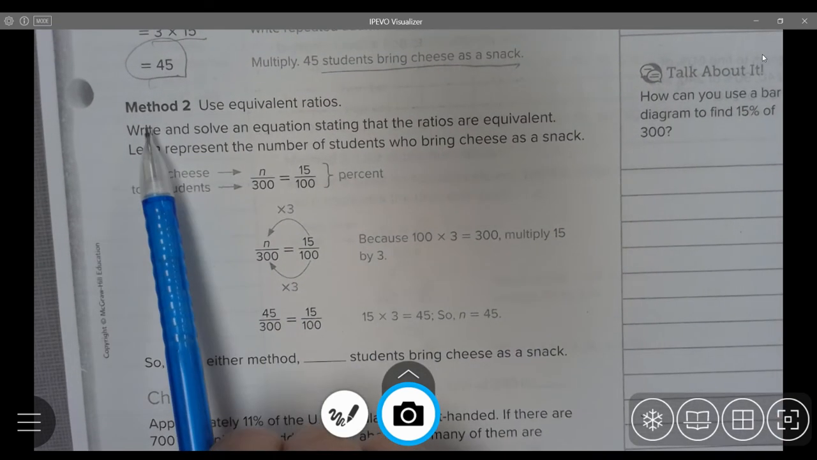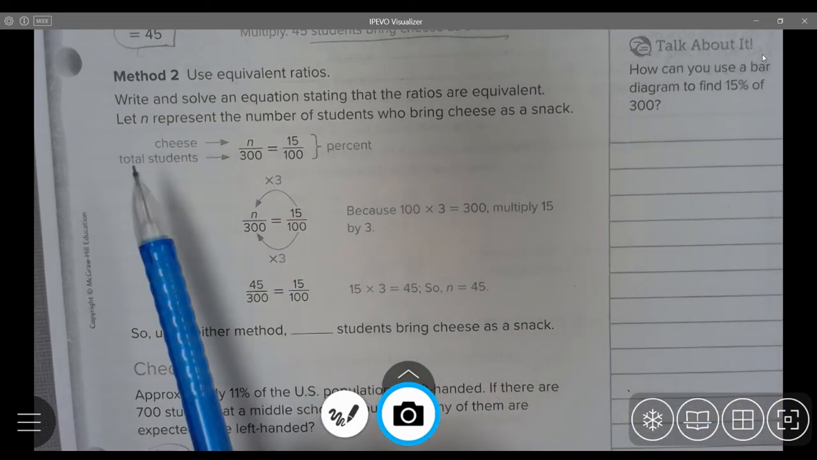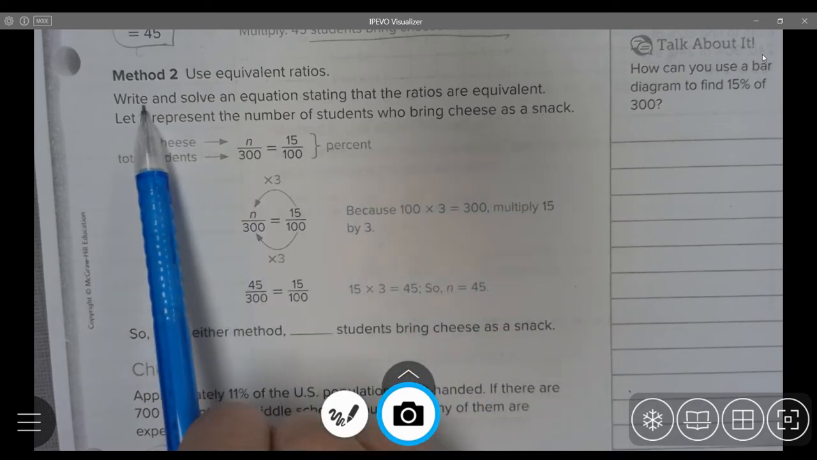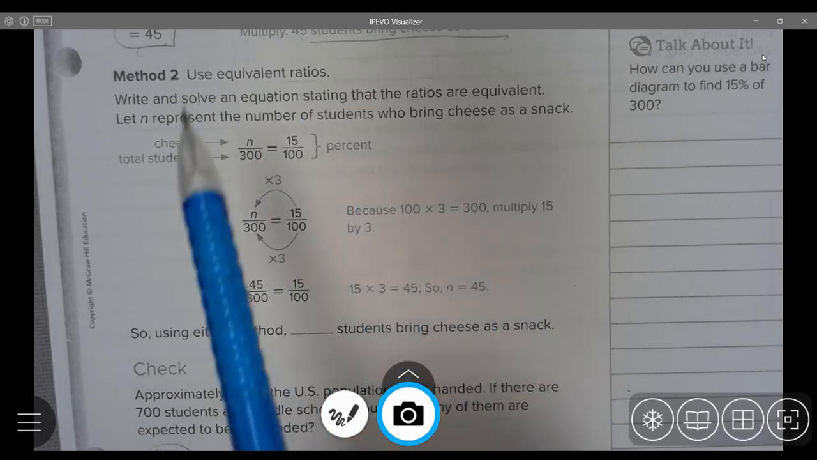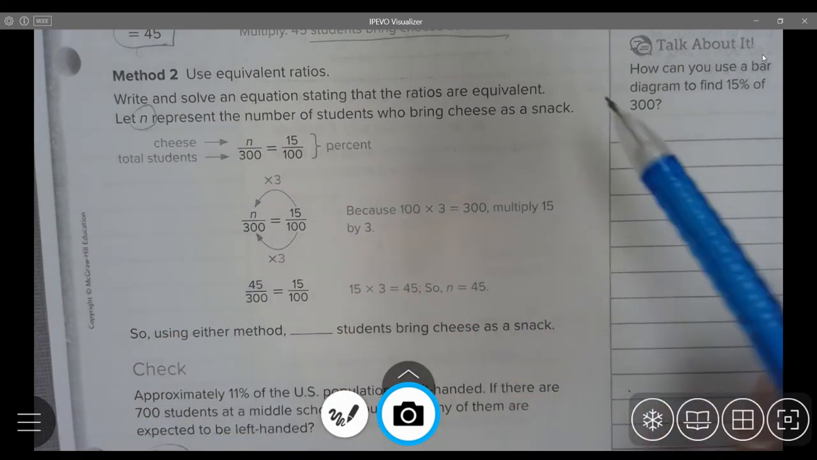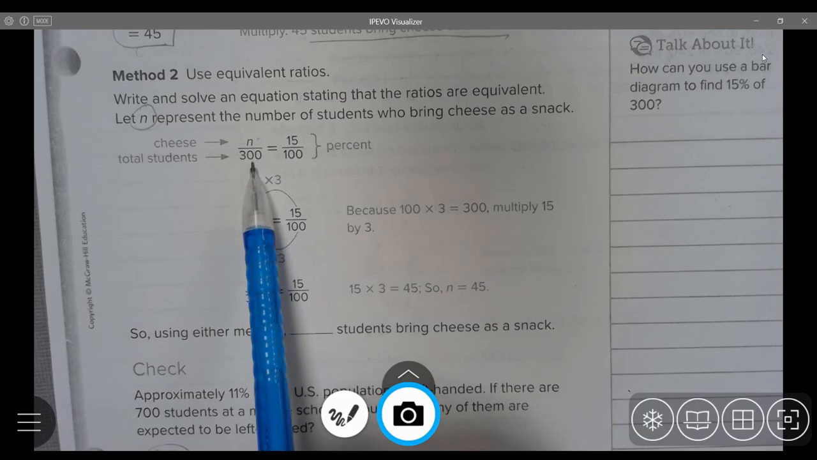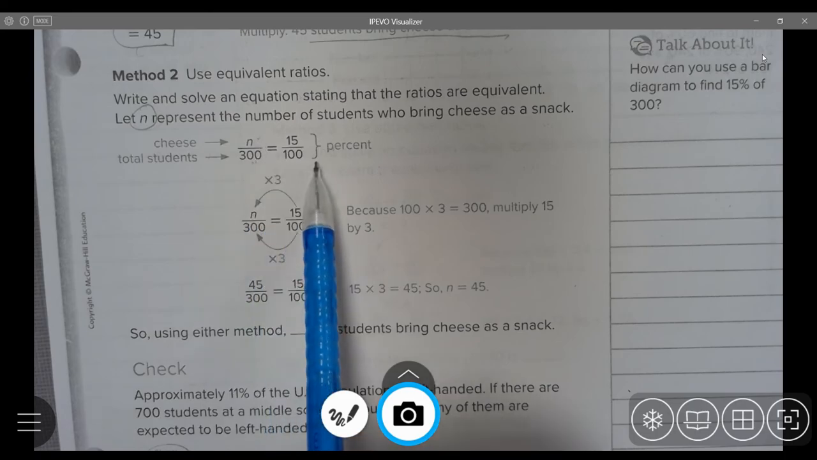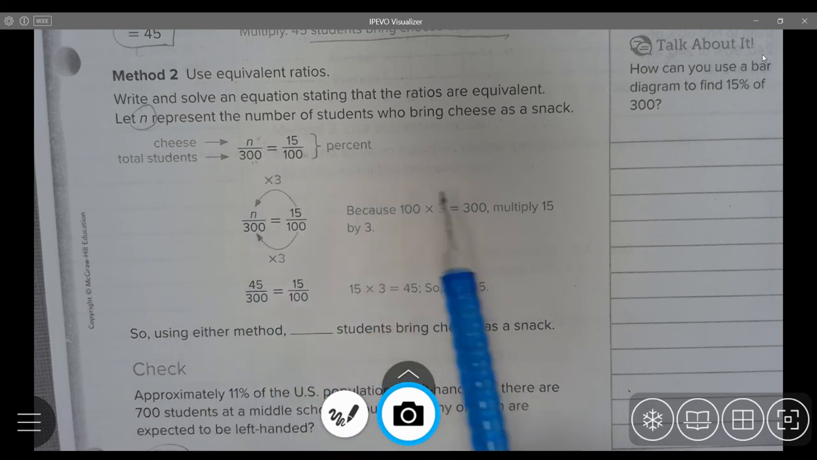We could also use equivalent ratios. Solve and write the equation stating that the ratios are equivalent. Let n represent the number of students who bring in cheese as a snack. So it's that placeholder again, that variable. Cheese is n because we don't know that number, but we know the total students. We don't know how many of those 300, but we do know 300 would be the 100%. 15% would represent how many bring cheese.